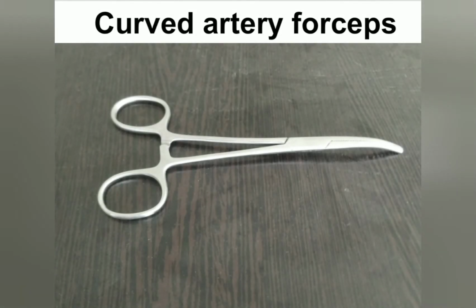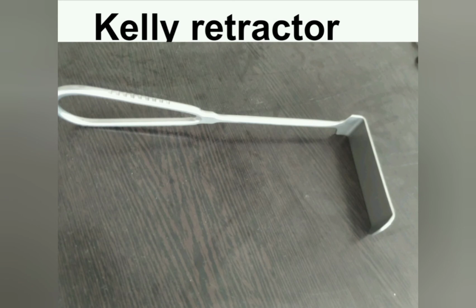This is curved artery forceps. It is mainly used to control bleeding by holding or clamping the blood vessel so that cauterization or ligation can be performed. This can also be used for fine or small tissue dissection and to hold small sutures. Next is Cali retractor. As per the name suggests, retractor, it is also used to pull back or to retract the edge of the wound in order to expose the surgical area.